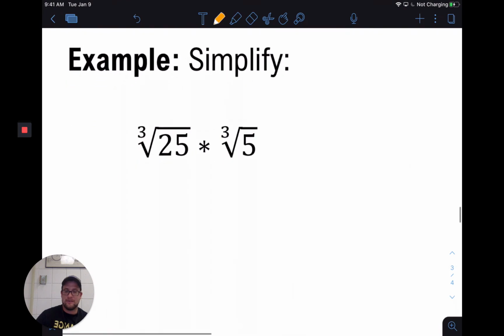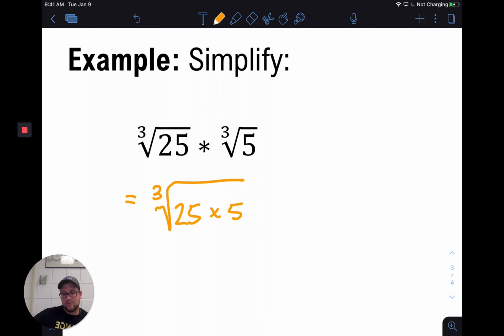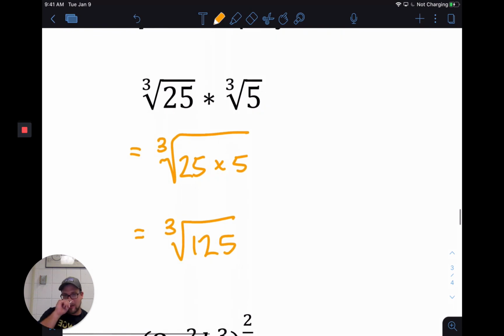Looking at this first one, we have two radicals that are the same being multiplied together. So that means I can rewrite this as the cubed root of 25 times 5. Now, if that 25 times 5 is inside, we certainly can evaluate that. 25 times 5 would be 125. And now we're just asking you, well, what is the cubed root of 125? That means what number times itself three times is equal to 125? And the answer is 5.